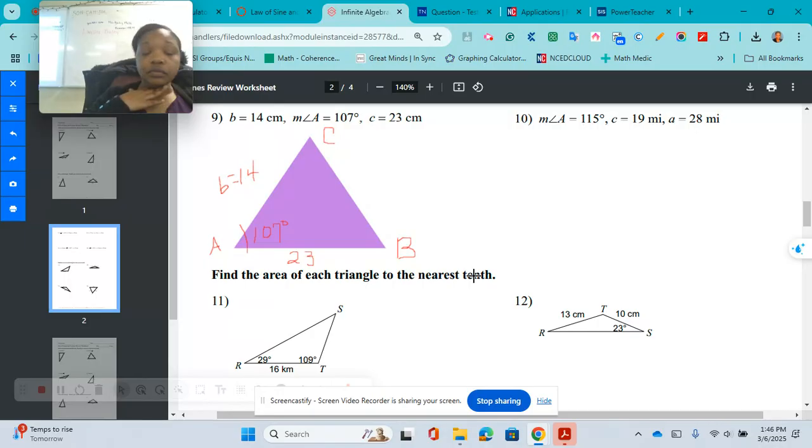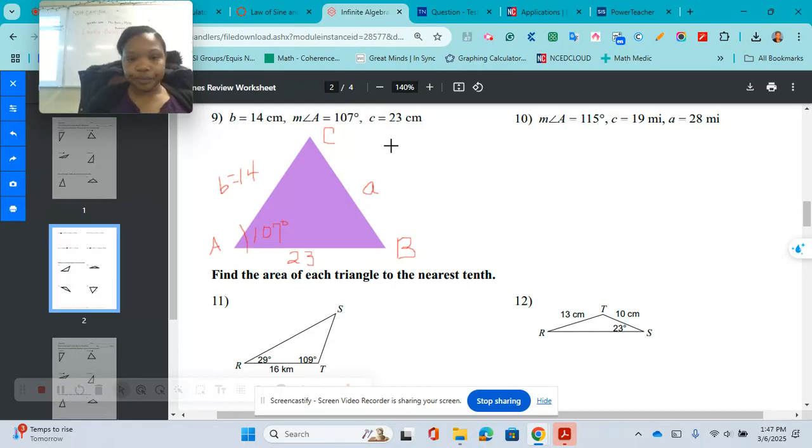So we could go ahead and... Would it be a squared equals 14 squared plus 23 squared, and then it would be the negative 2 times 14 times 23, and then it would be cosine of 107? Yes, you can do it that way. And let's go ahead and do it that way. Let me make sure I had 108.